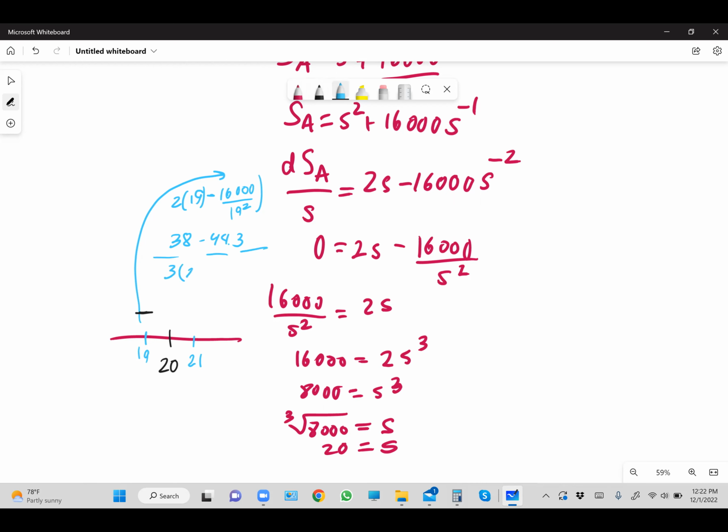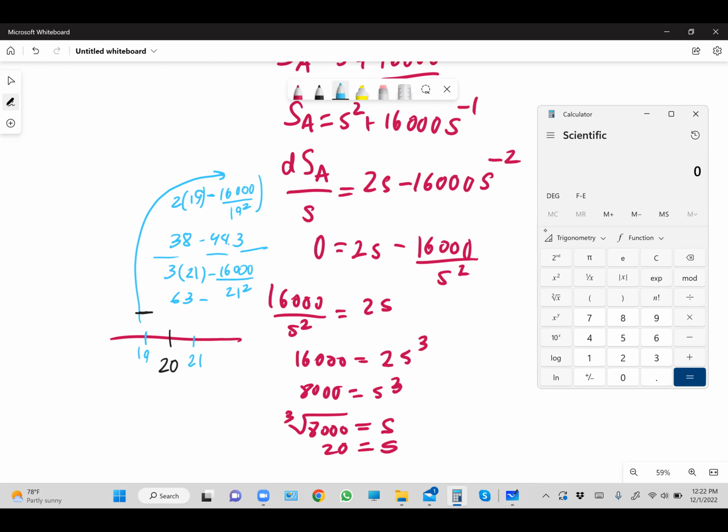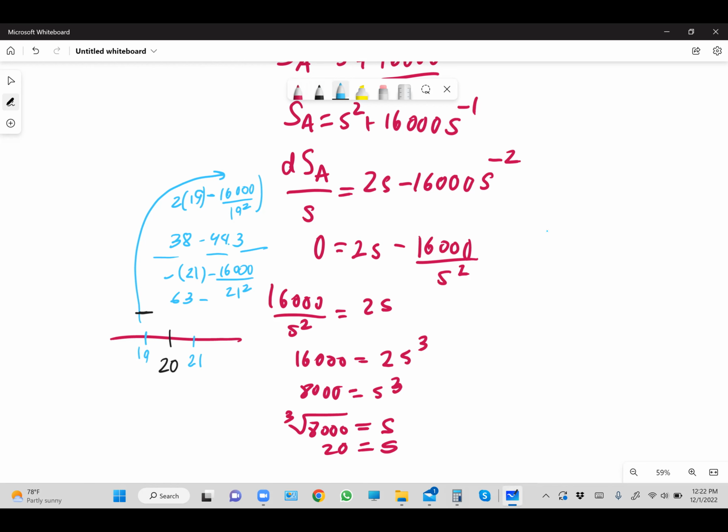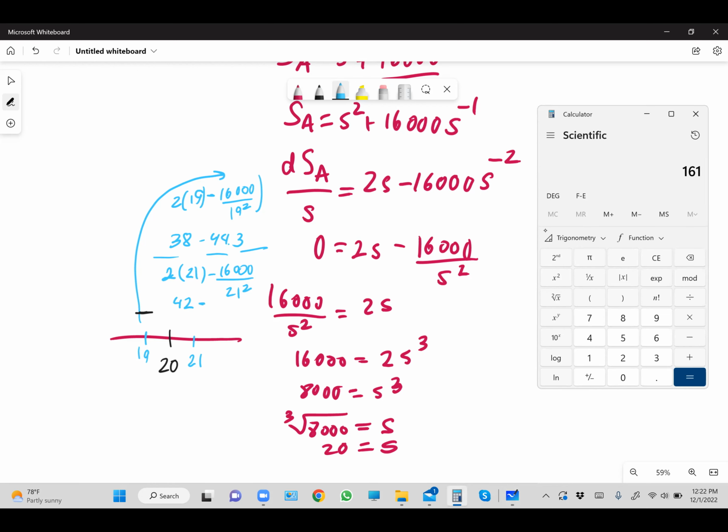2 times 21 minus 16,000 divided by 21 squared. I don't know why I said 3, because I saw the 3 up top. So 2 times 21 is 42. Let me write this a little bit lower, I have space. 42 minus, what's 16,000 divided by 21 squared?